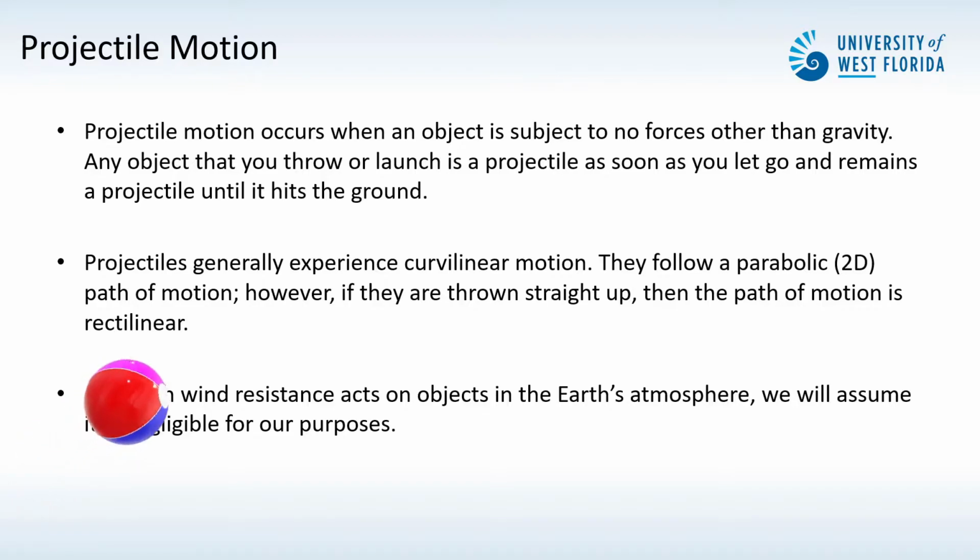Projectiles generally experience curvilinear motion. They follow a parabolic or two-dimensional path of motion. However, if they're thrown straight up, then the path of motion is rectilinear. Although wind resistance acts on an object in Earth's atmosphere, we will assume it is negligible for our purposes.